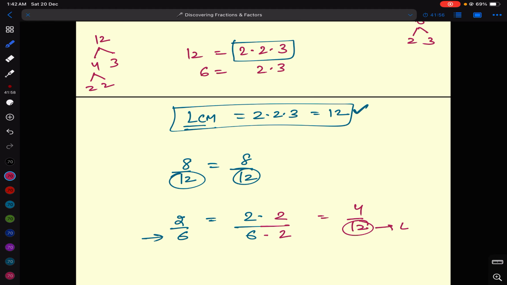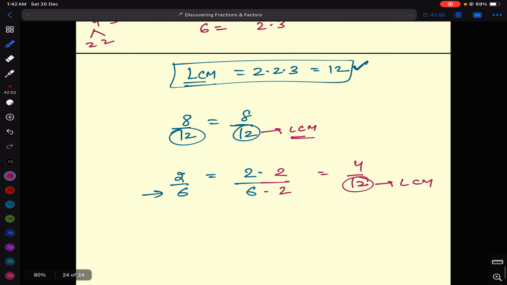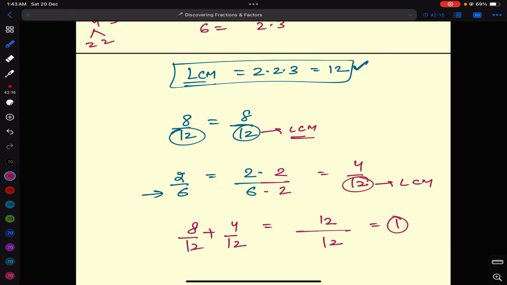Now you see this is your LCM, right? Once you get the same denominator, which is your LCM, you can easily add the fractions. So 12 becomes your common denominator, and in the numerator you have 12, and this becomes 1. Clear? So this is how you add the fractions.